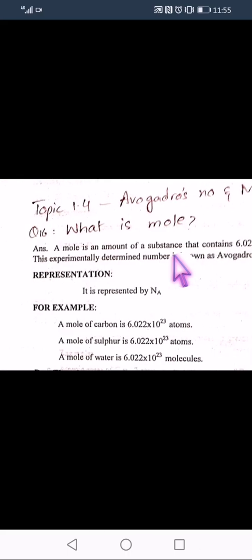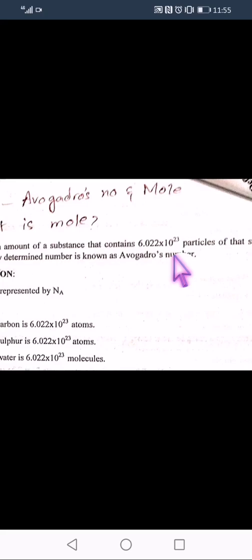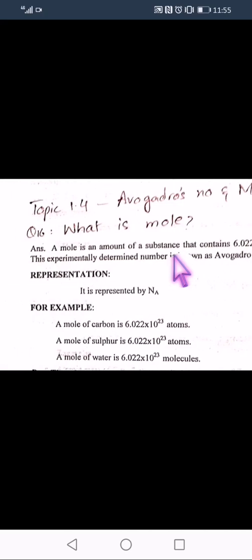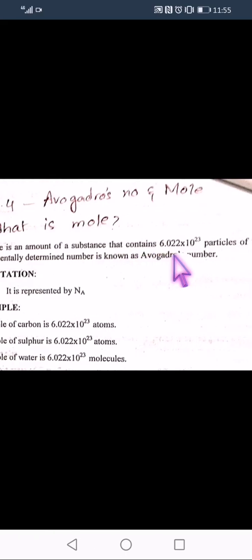The next term we are going to discuss is Avogadro's number. Avogadro was a scientist who examined all this chemically, and he derived this term, Avogadro's number. For that reason it is named Avogadro's number. Okay, fine. A mole is an amount of substance that contains 6.022 × 10^23 particles of that substance. Is that clear? A mole is the amount of substance and it contains how many particles? 6.022 × 10^23.